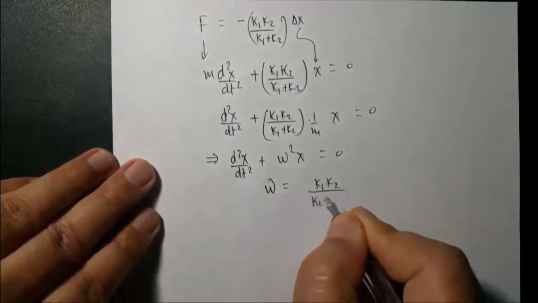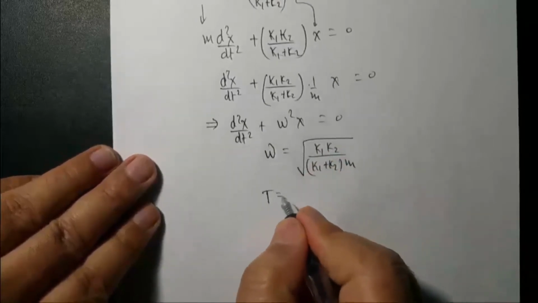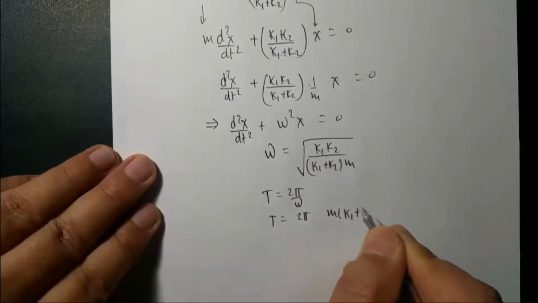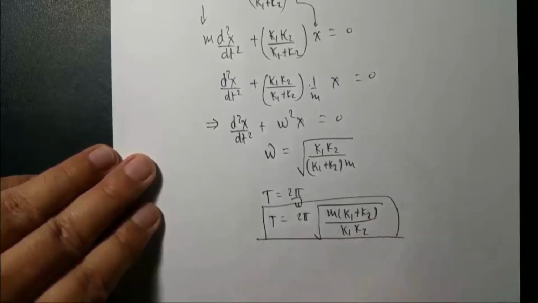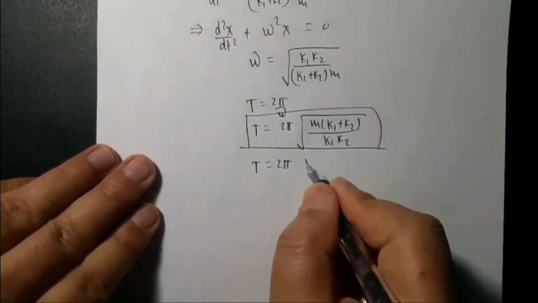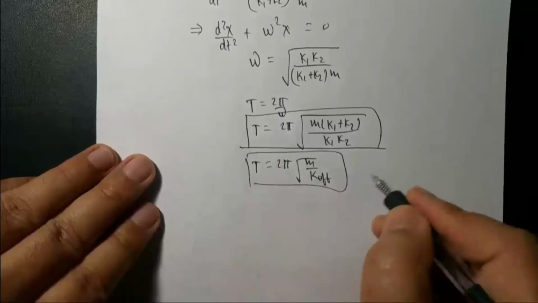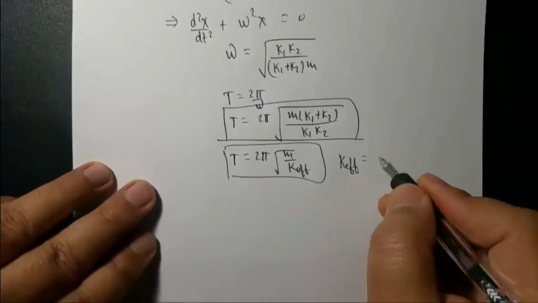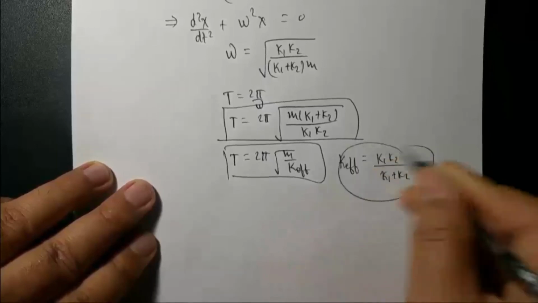So omega is the square root of k1 k2 over k1 plus k2 times m, and the time period is 2 pi over omega, so the time period is 2 pi times the square root of m times k1 plus k2 over k1 k2; it will flip. That's the time period formula in this case. You can just call it 2 pi root m over k effective. So what is k effective? In this configuration, the effective value of the spring constant is k1 k2 over k1 plus k2. Or just leave it like this.